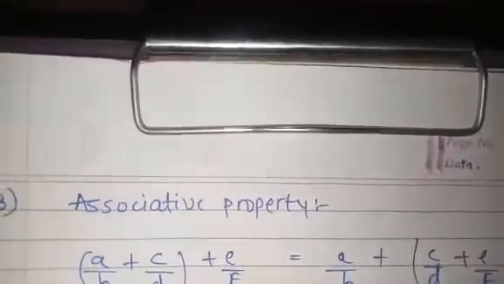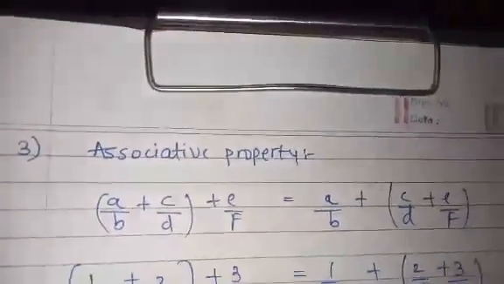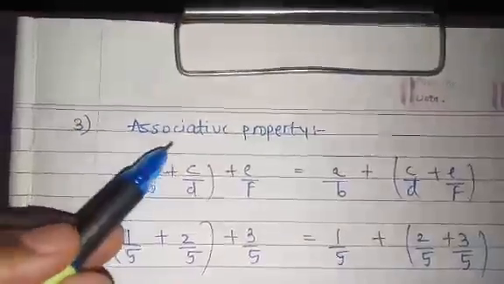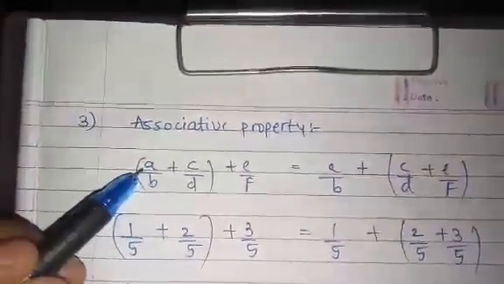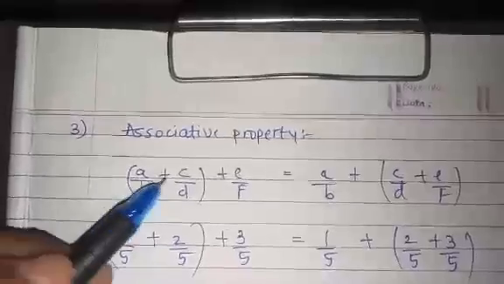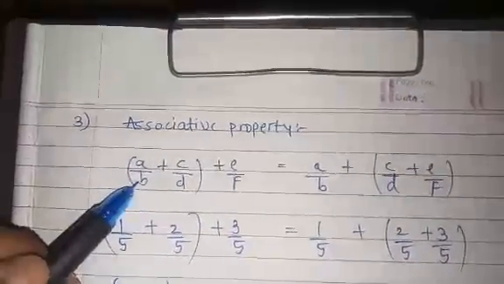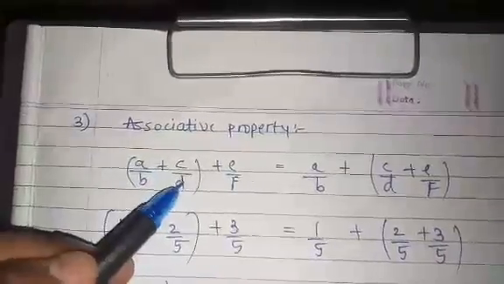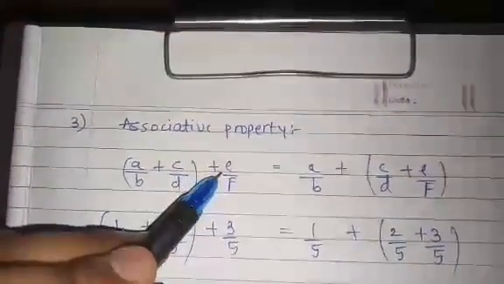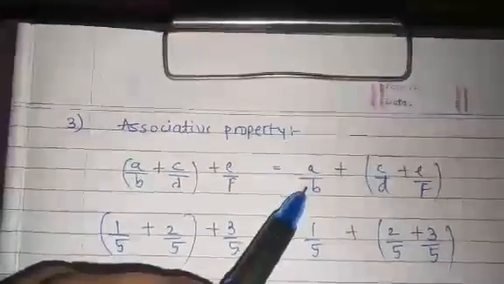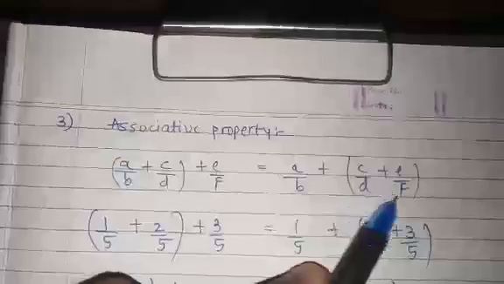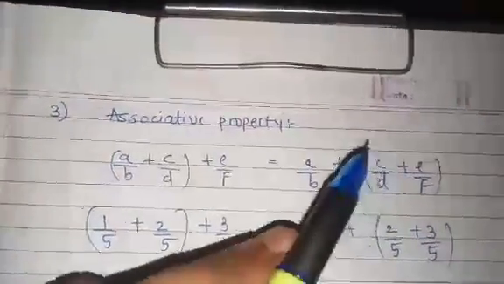So here is our third property for addition of rational number, that is associative property. Suppose I am taking three different rational numbers, that is a by b, c by d and e by f. First I am putting a bracket over here, that is a by b plus c by d, and keeping another number, that is e by f, aside. On the RHS I am putting a by b over here aside and c by d plus e by f. This property is associative property.